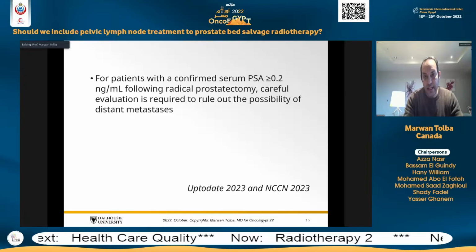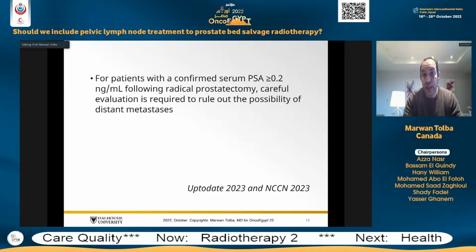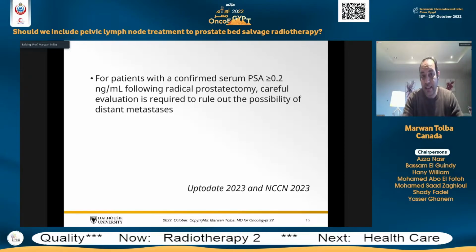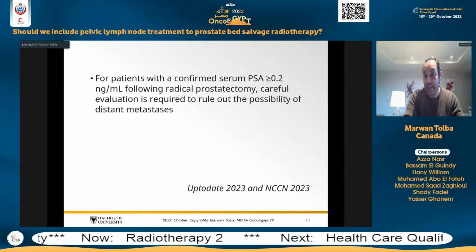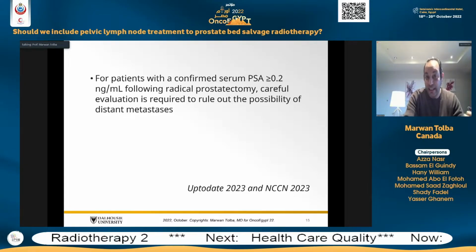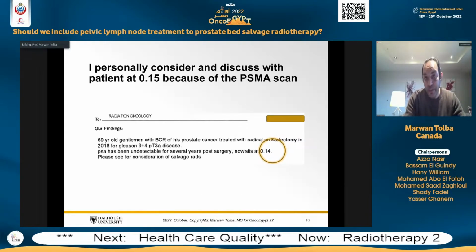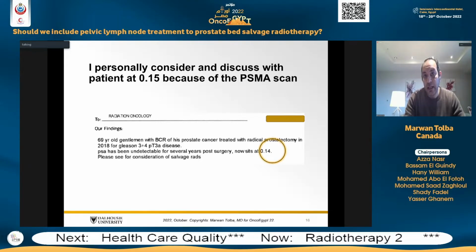you open the NCCN, if you open UpToDate, they advise us to confirm or to rule out metastasis at a PSA serum value of more than 0.2 or at 0.2. This is a very low value. How could we assess for that? And I personally consider discussing a PSMA PET scan at 0.15.